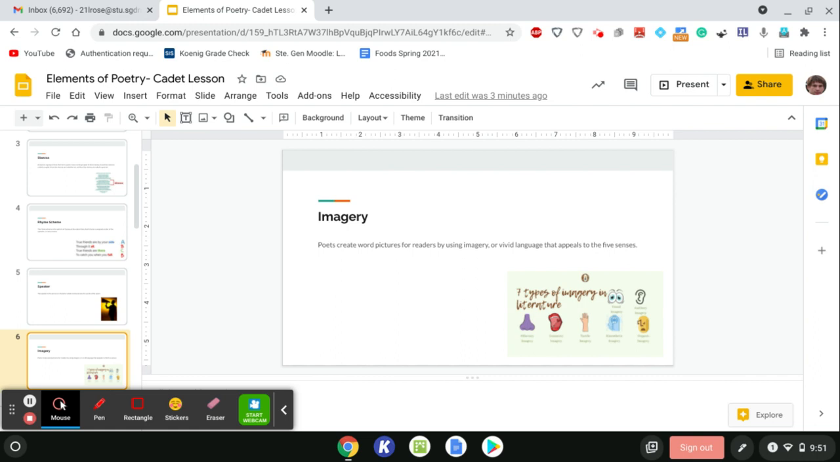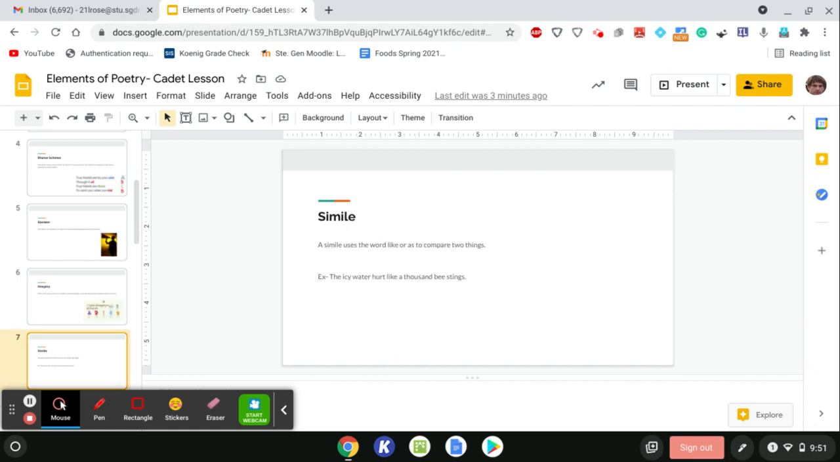Imagery. Poets create word pictures for readers by using imagery or vivid language that appeals to the five senses. A simile. A simile uses the word like or as to compare two things. An example is, the icy water hurt like 1,000 bee stings.